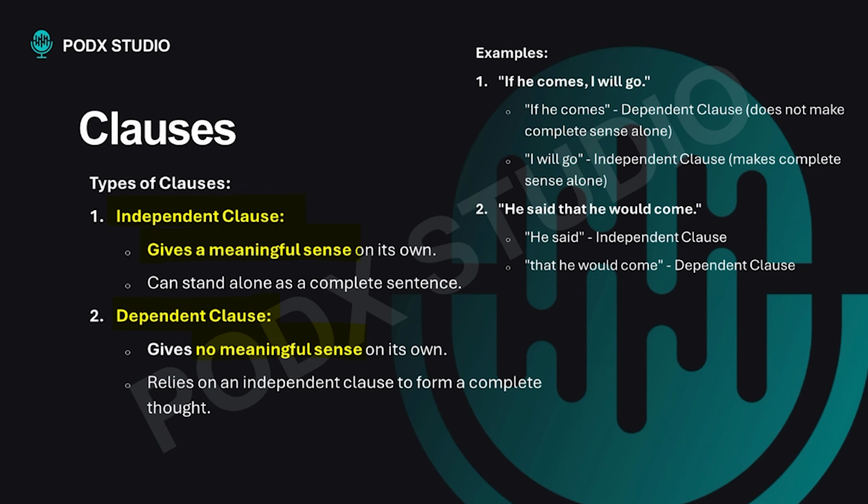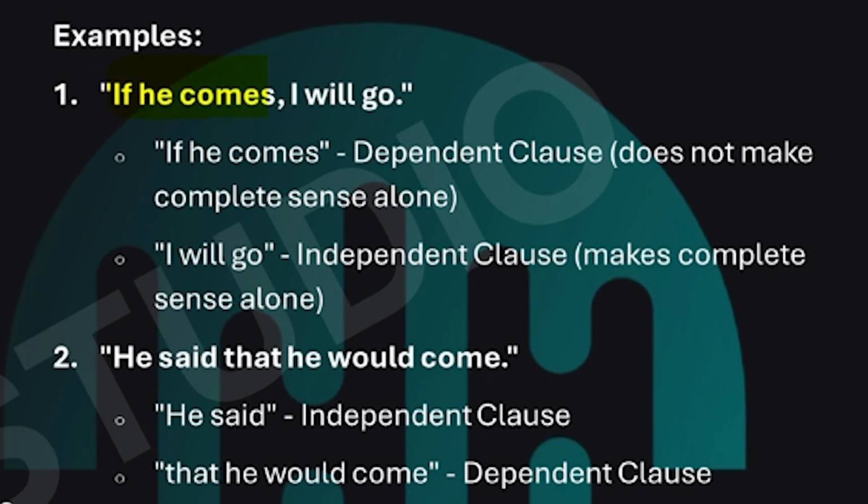Remember these things. For example, if he comes, I will go. "If he comes" is a dependent clause. Dependent means it will not give the meaningful sense. "If he comes" has no meaning, but it has the subject plus verb combination, but it's not giving the meaningful sense. But "I will go" is giving the meaningful sense, and it's a complete thought. That's why it's independent.